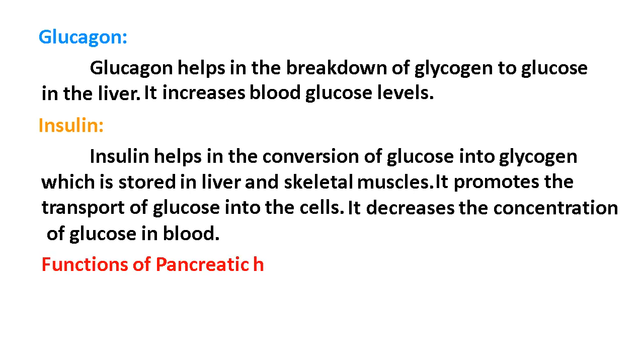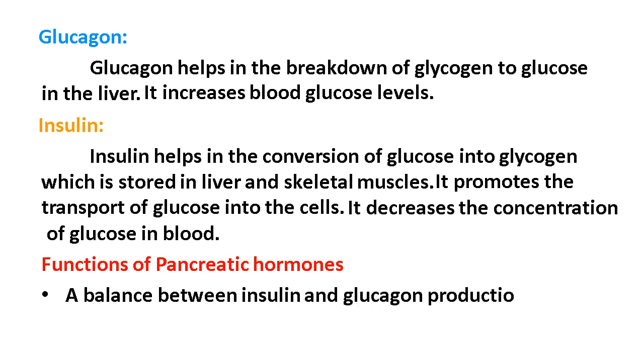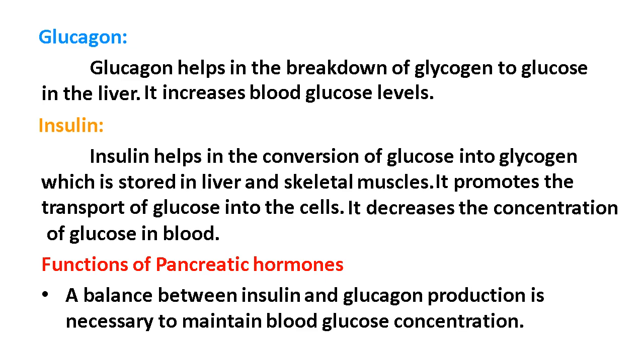Functions of pancreatic hormone. A balance between insulin and glucagon production is necessary to maintain blood glucose concentration.